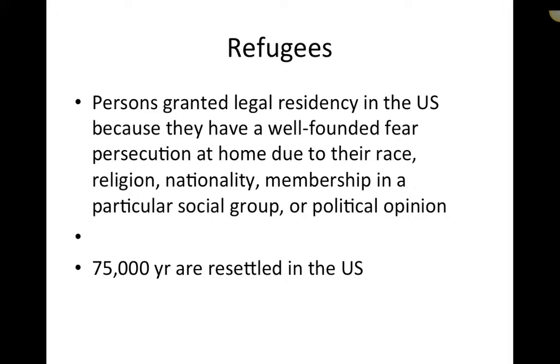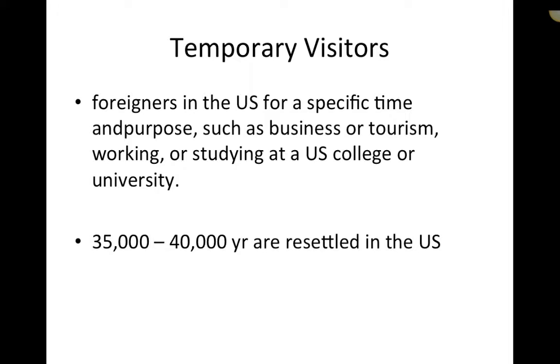We also have refugees, who are people that are granted legal residency, and they have to be able to prove a well-founded fear of persecution, either because of their race, their religion, nationality, or particular membership in a group. We're looking at about 75,000 a year. This has been a recent controversy because of the Syrian refugees, but the process of vetting was never really put in place. So the idea is, does it compromise national security because they're not properly vetted? But we do definitely accept refugees. We're looking at thousands that have been resettled.